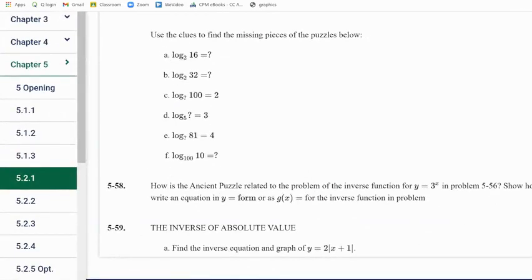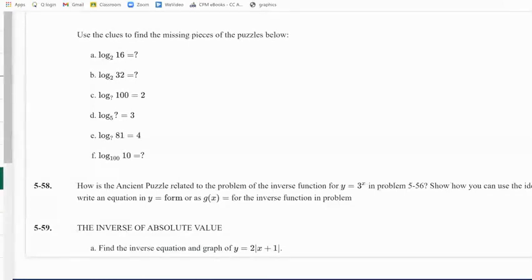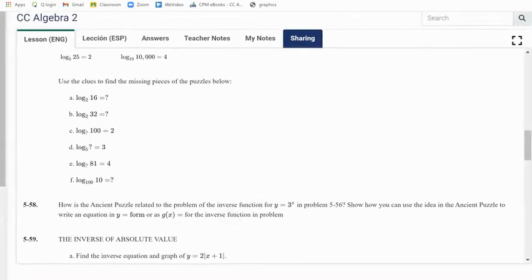Okay, so you should have done 57 on your own, and we're going to just lastly do 58. And remember, you can check your answers on the website. So 58 says, how is the ancient puzzle related to the problem of the inverse function y equals 3 to the x? Well, I kind of gave it away already, but the inverse of an exponential is a log.